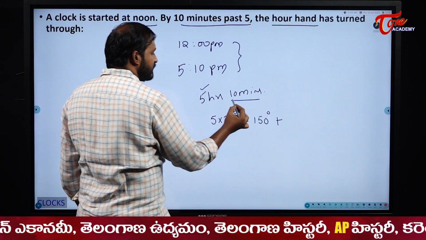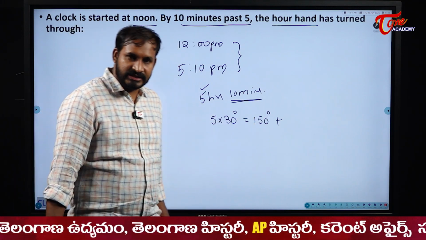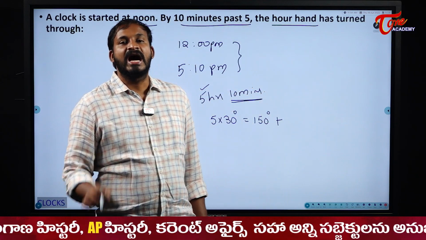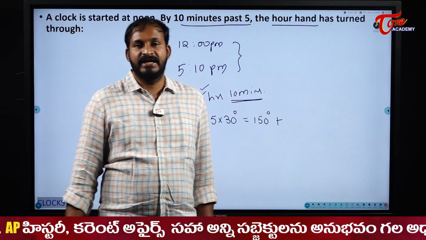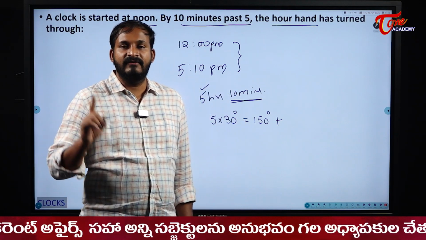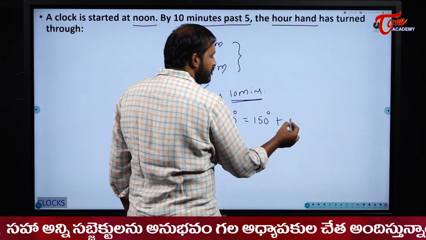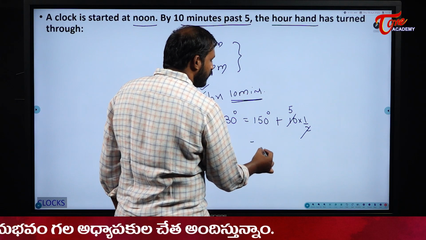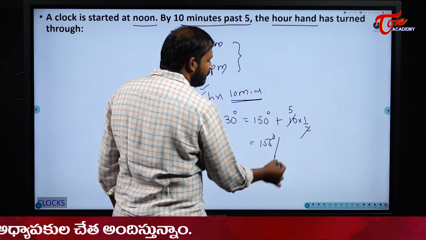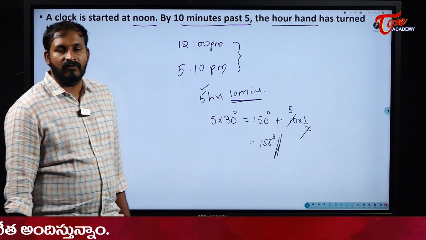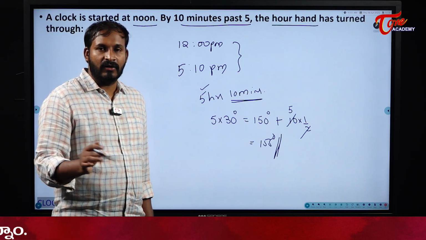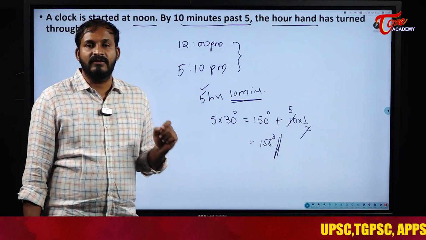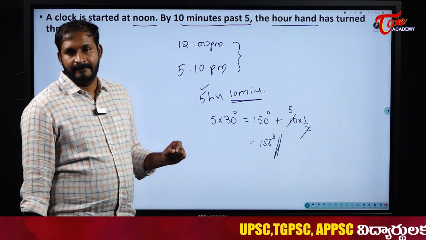Plus in 10 minutes, it is going to cover what distance? Just now we discussed. What is the speed of my hour hand? It is half degree per minute. It is going to cover half degree for every 1 minute. So in 10 minutes, 10 into 1 by 2, so 2 ones, 2 fives. So overall its angle will become what here? 155 degrees. That means my hour hand is going to rotate 155 degrees.